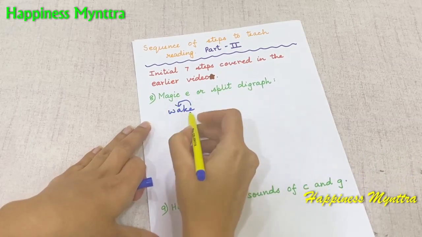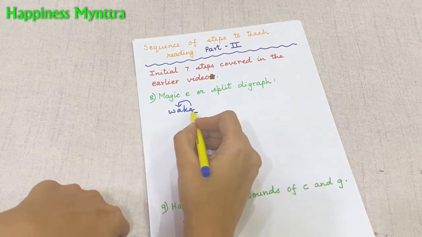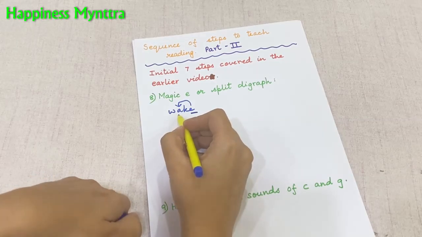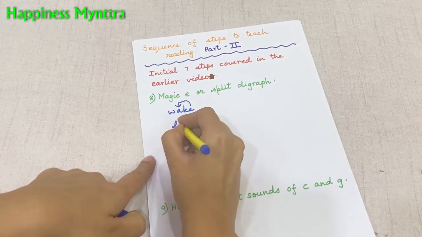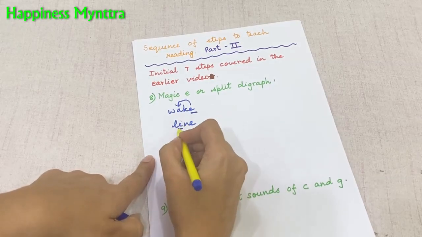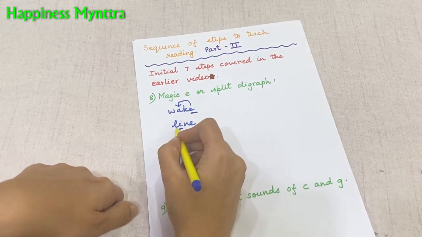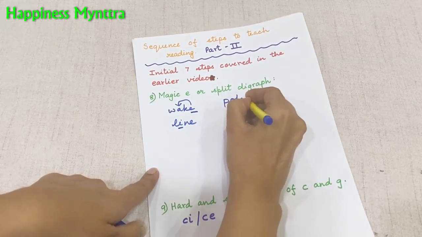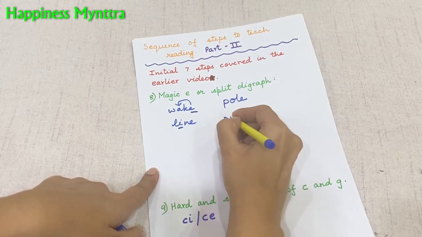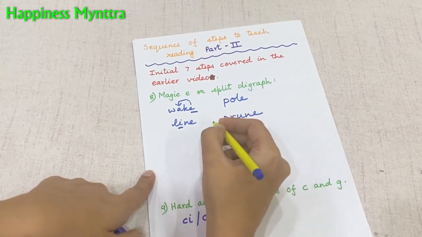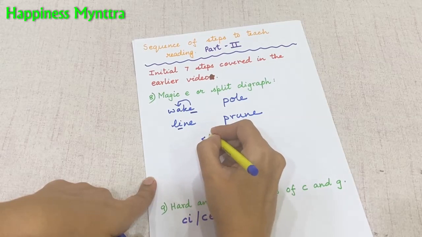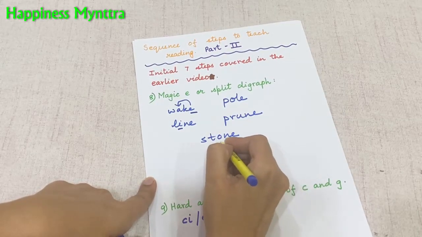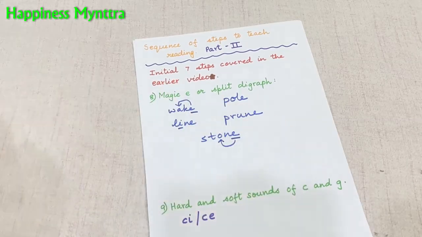So if a word ends with an E in the end, then the vowel in the word takes on the long sound. So there would be words like line. So this is not "li-n-a" anymore, it's "l-eye-n", line. Then we'll have something like pole. We can have longer words like prune, stone, and such words. So anything that ends with an E gives the long vowel sound.